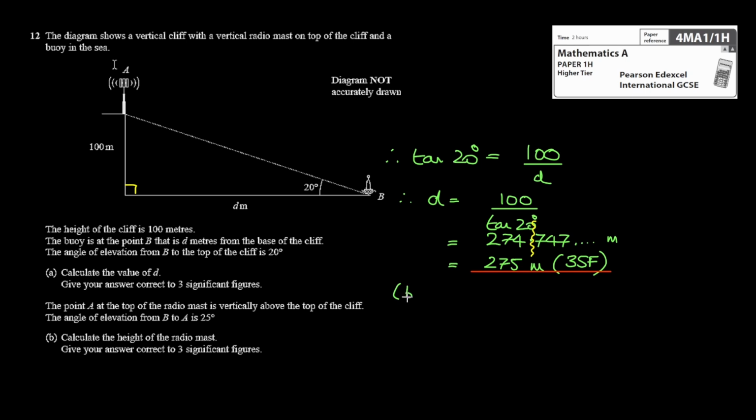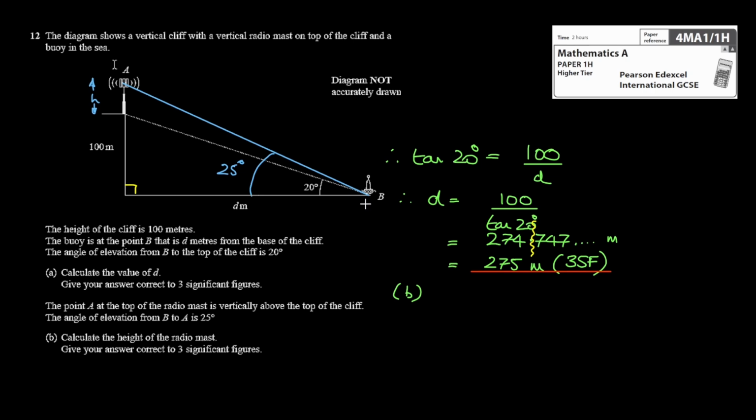Okay, in part B, we're told that there's a radio mast on the top of the cliff, and the angle of elevation from the same point B, the buoy on the surface of the sea, up to the top of the mast is 25 degrees. And we're asked to calculate the height of the radio mast. Let's call this H. Okay, so the angle of 25 degrees must have an opposite now of H plus 100.